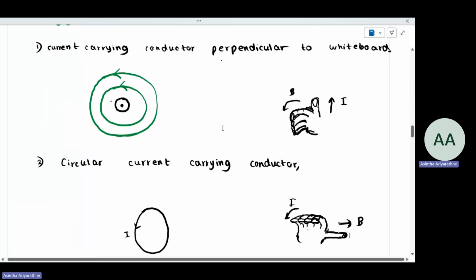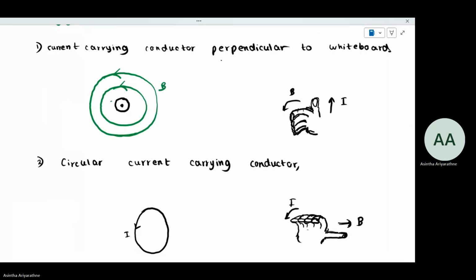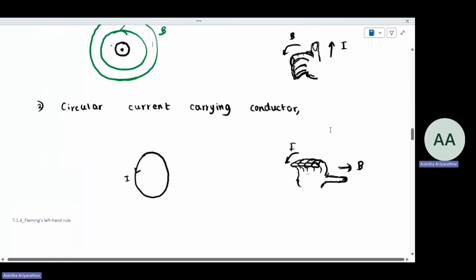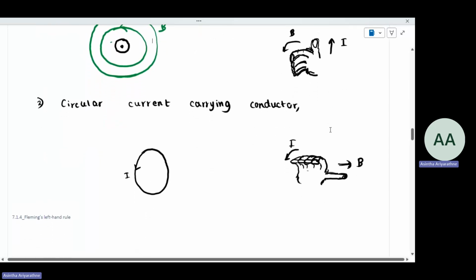So in the first case, we pointed the thumb towards the direction of current, and the other four fingers are then directed towards the magnetic field. In the second case, we point our four fingers in the direction of current because the direction changes in the circular current carrying conductor. Therefore, the magnetic field is towards the right. So there will be a magnetic field like this.